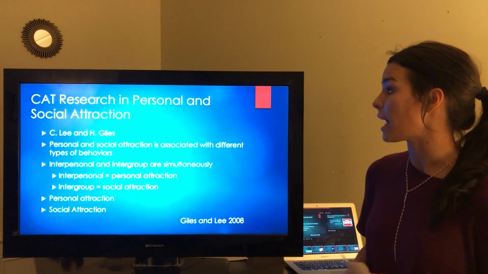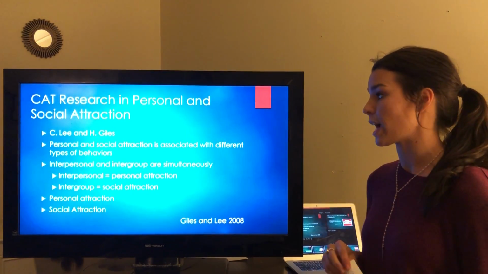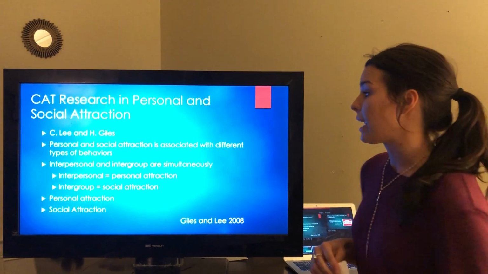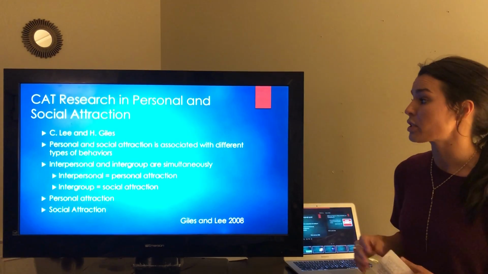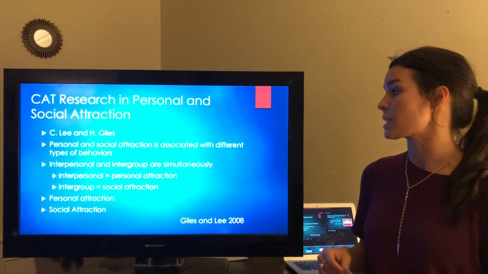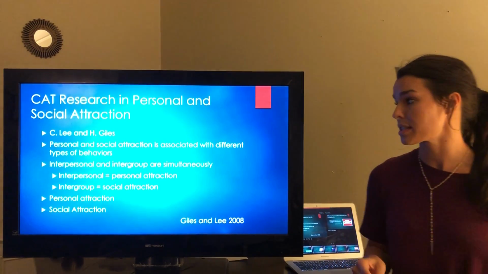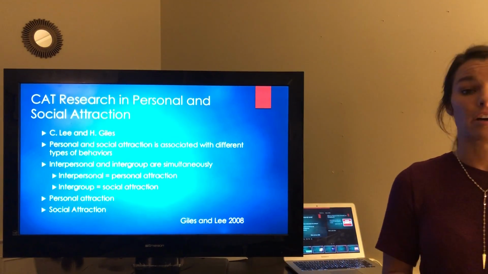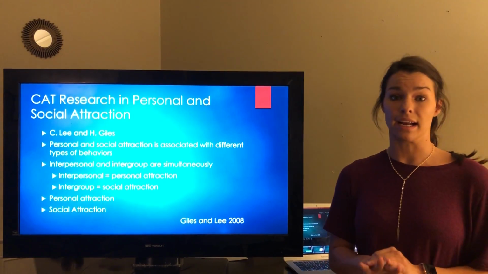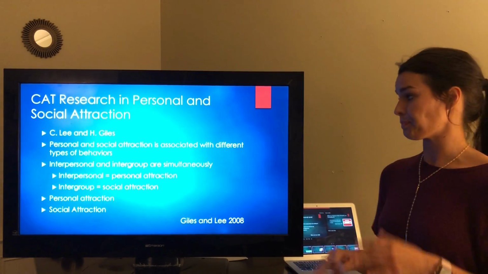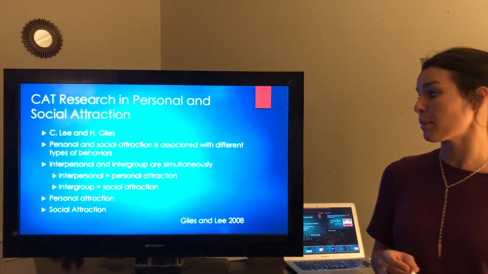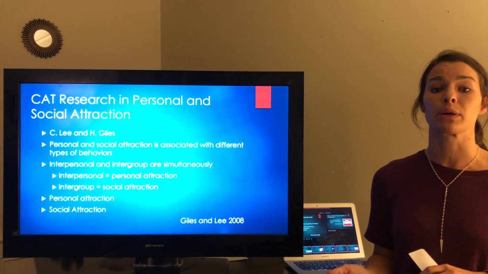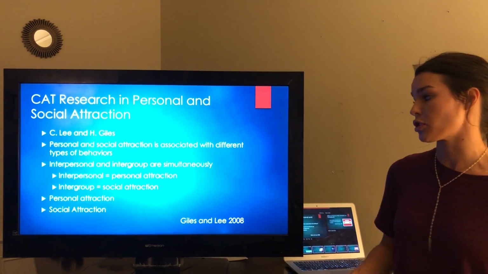The next research was done in personal and social attraction. This was done by Lee and Giles, and it was on how personal and social attraction are associated with different types of behaviors. Interpersonal and intergroup occur simultaneously instead of separately. Interpersonal is more towards personal attraction, whereas intergroup is more towards social attraction.